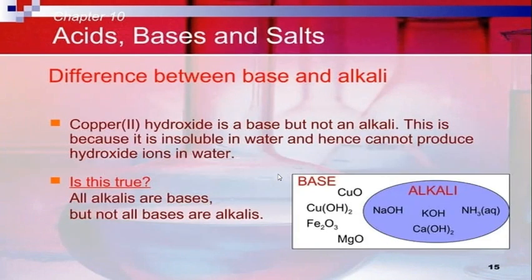Let's look at the difference between bases and alkalis. For example, copper II hydroxide is a base but not an alkali. This is because it is insoluble in water and hence cannot produce hydroxide ions. So to be a base, it needs to be insoluble in water. But to be an alkali, it needs to be soluble in water.